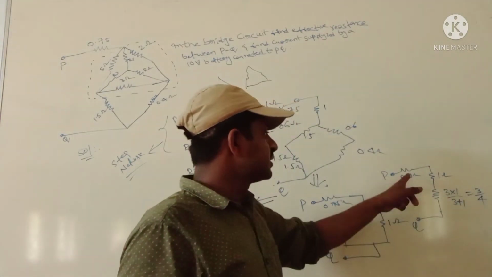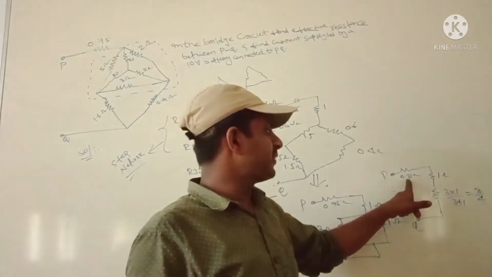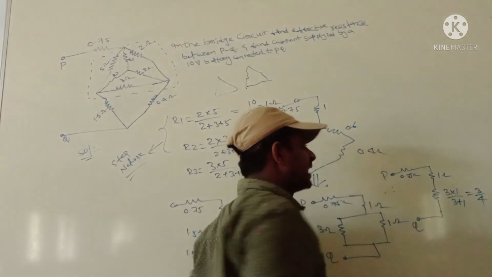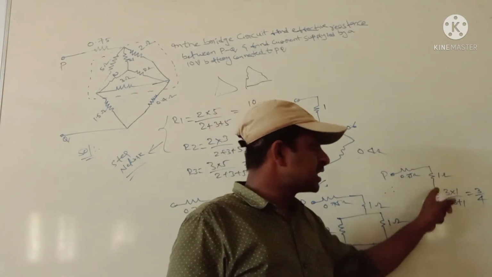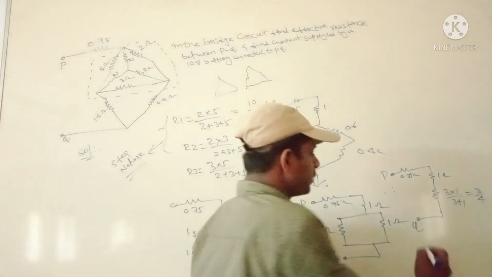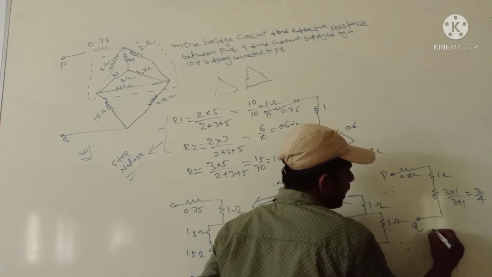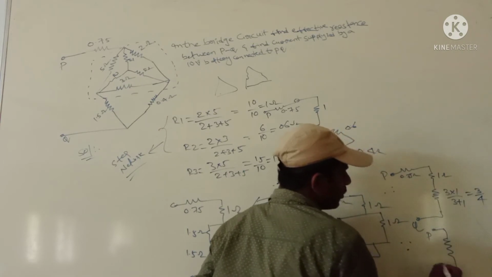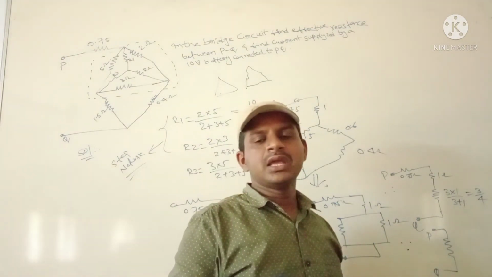So observe this entire diagram between P and Q: both 0.75 as well as 1 ohm as well as 3 by 4 are connected in series. Why? Because all the resistances are connected in series. So from that we have to add all those resistances between P and Q, so finally we can get one single equivalent resistance.